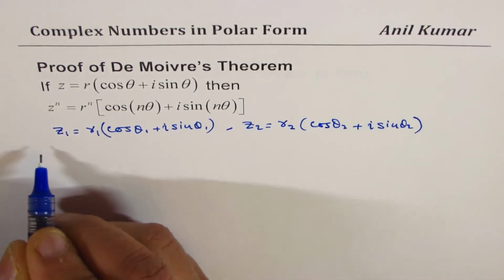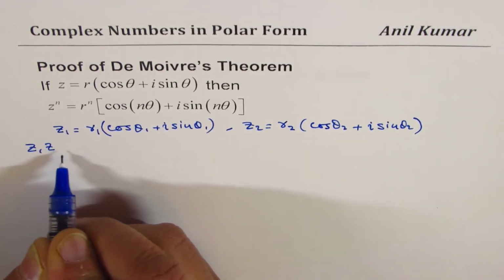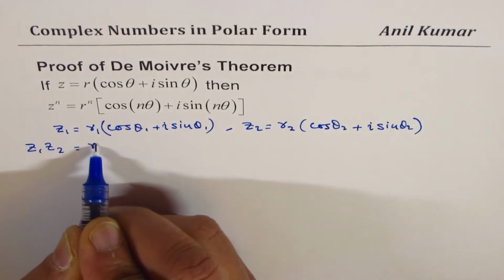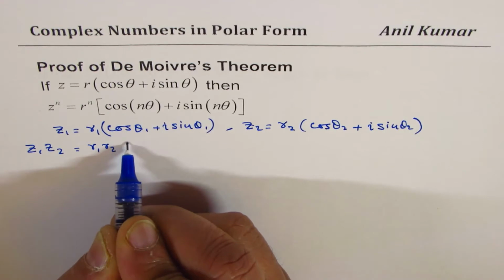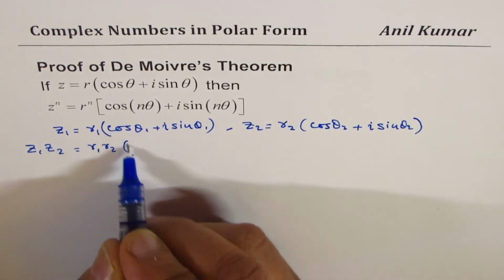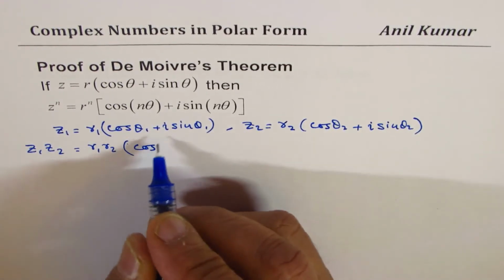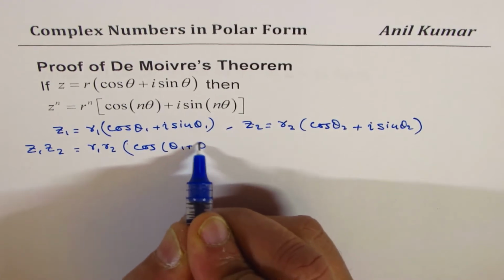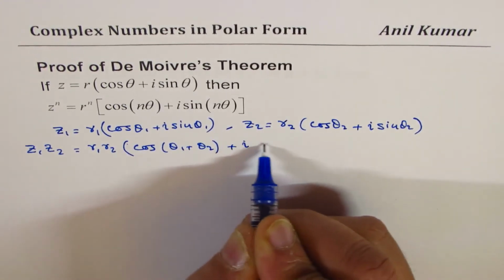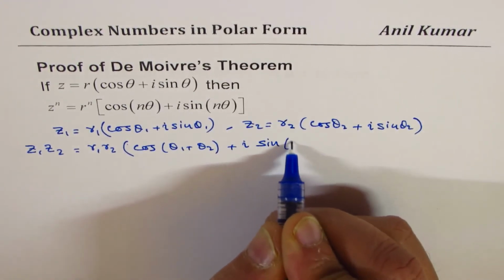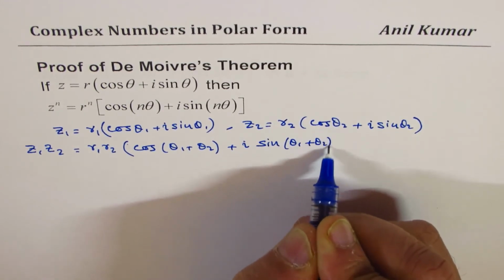In that case, the product of these two complex numbers is the product of r1 and r2, times cos of the sum of the arguments, theta 1 plus theta 2, plus i sine of theta 1 plus theta 2, correct?